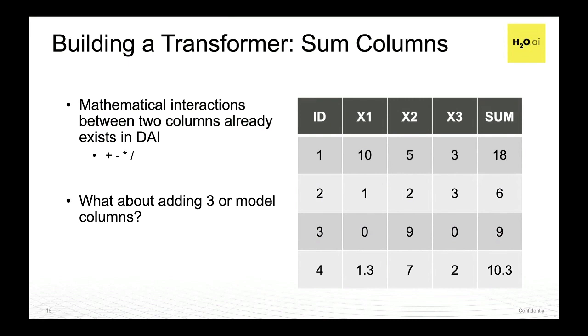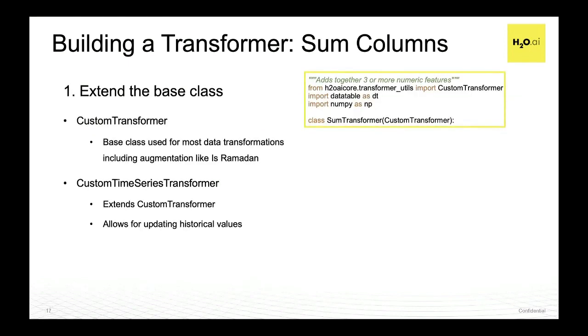There are three main steps to write a transformer. The first is extending the base class. So there are two base classes for custom transformations. The one we'll be doing today is the generic one, which is going to be most of your transformers, and this is the custom transformer function. You can also do a custom time series transformer if you want to have a time series specific transformation. And a good example of this would be like Facebook's Prophet or ARIMA. So both of these are available on the GitHub to see how they work. But we're going to focus on the generic transformer today.